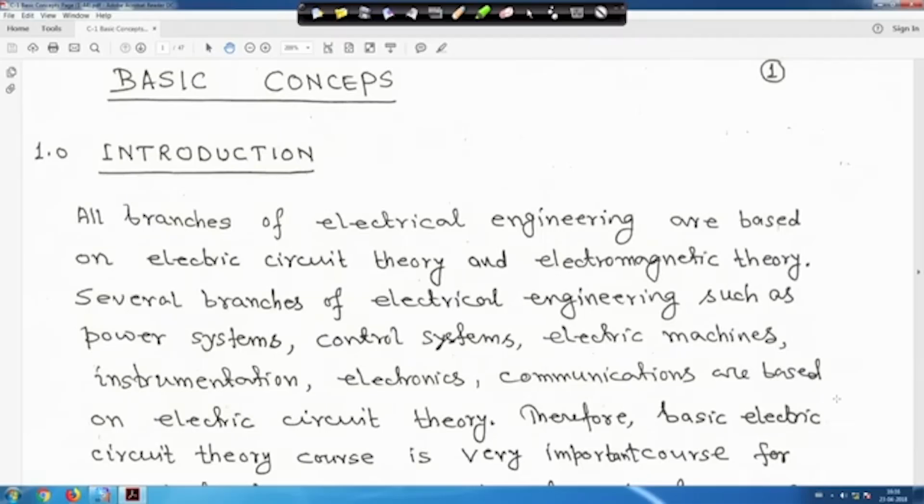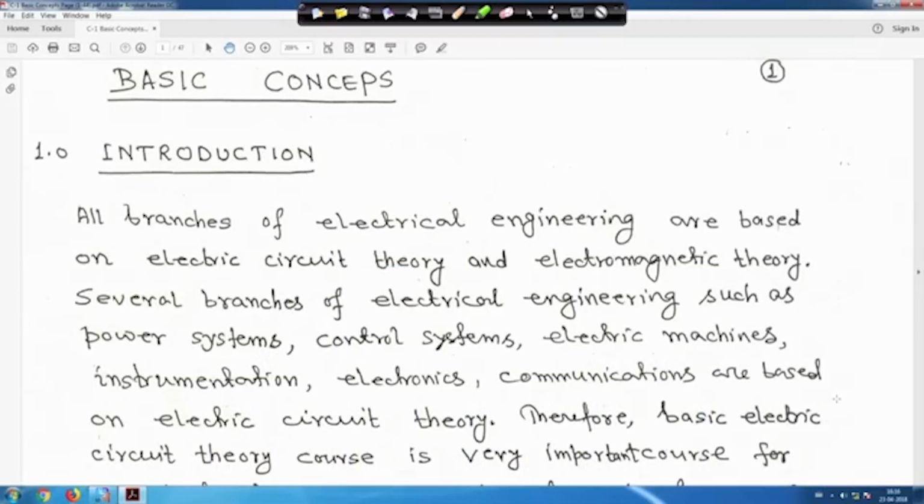First thing is the basic concept. Generally, all branches of electrical engineering are based on two things, electric circuit theory and electromagnetic theory. Several branches in electrical engineering, like power systems, control systems, electric machines, instrumentation, electronics and communication, are all based on electric circuit theory.